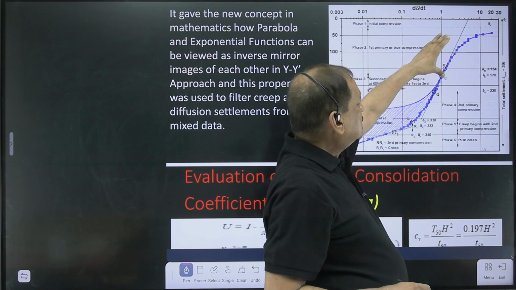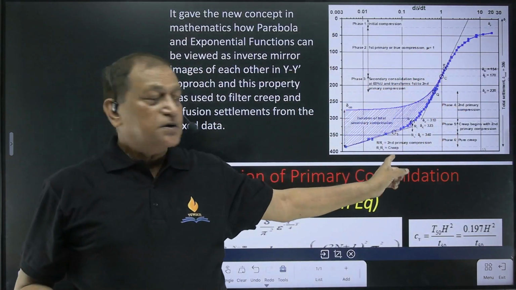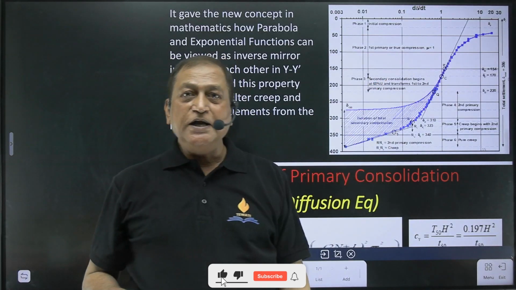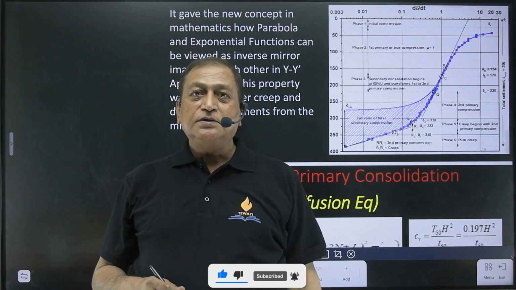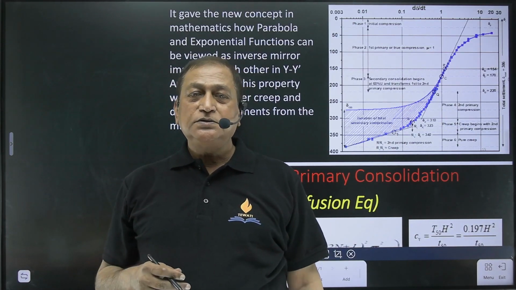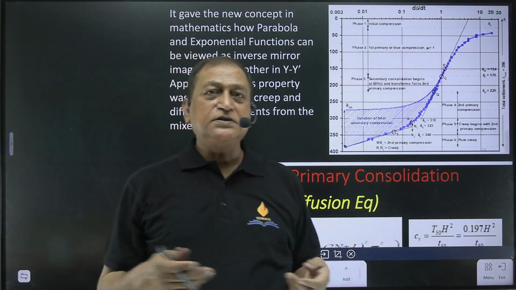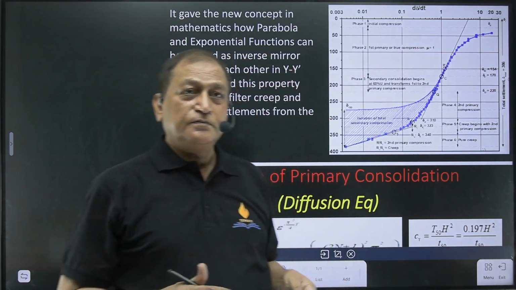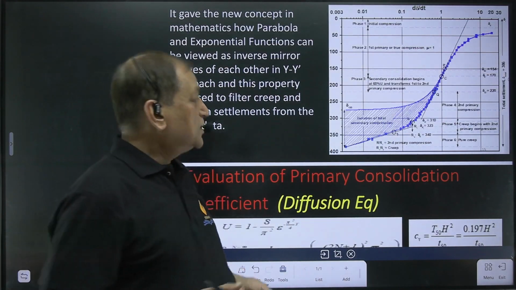And by using this method, the YY dash approach, we could reduce the time of the test of this consolidation from 1 week or 2 weeks to almost half an hour or even less. Theoretically zero, but practically we have to take some points. How?